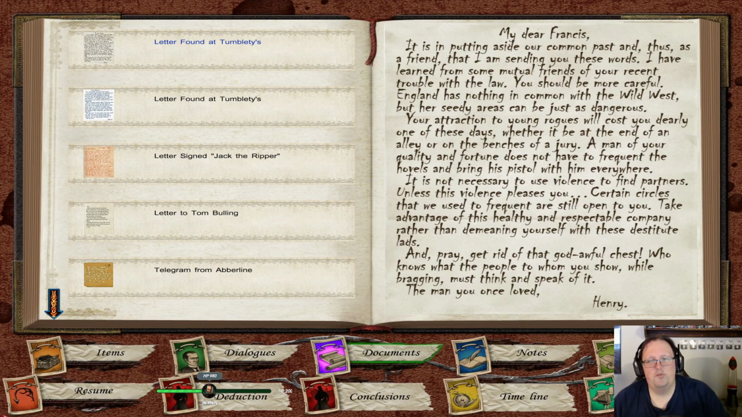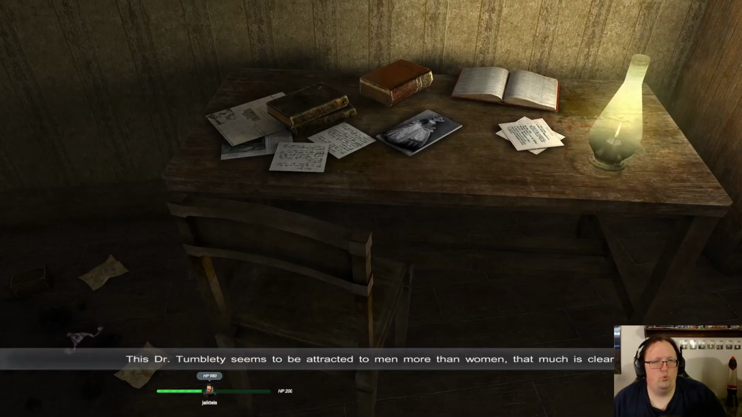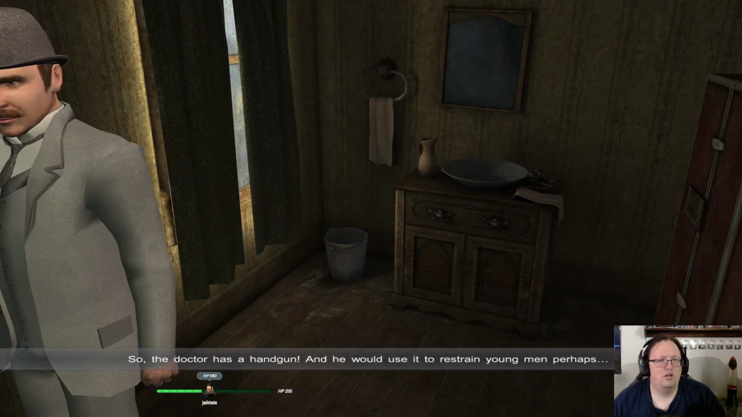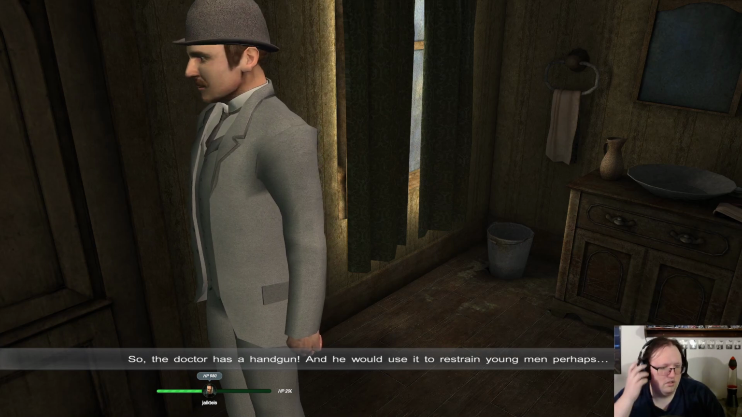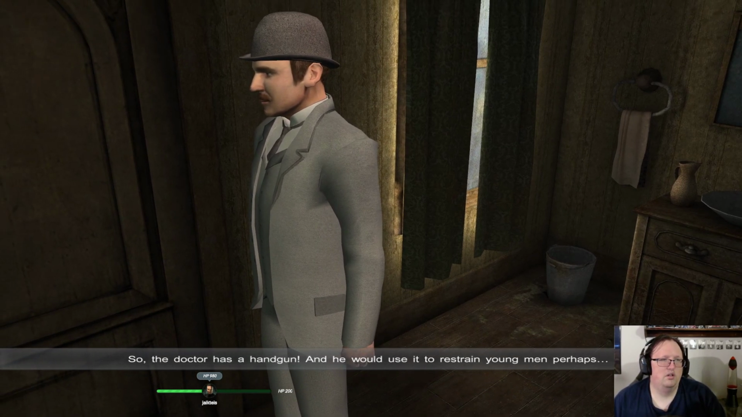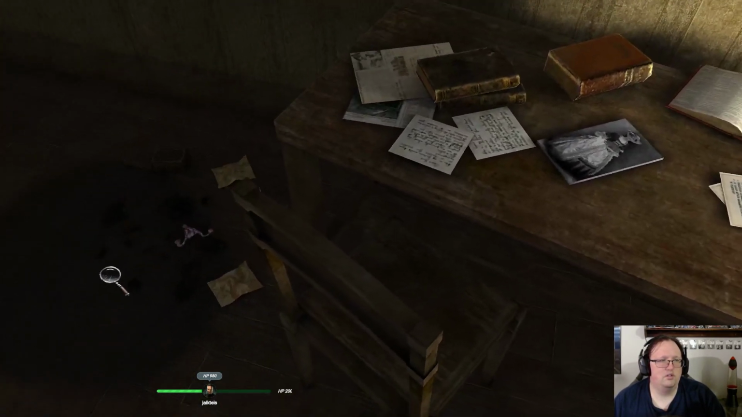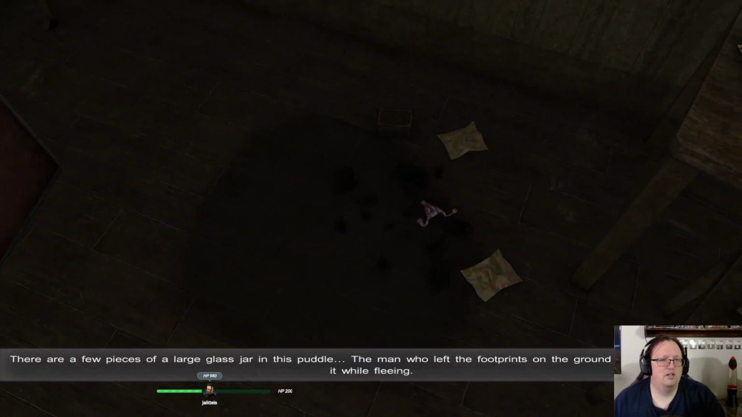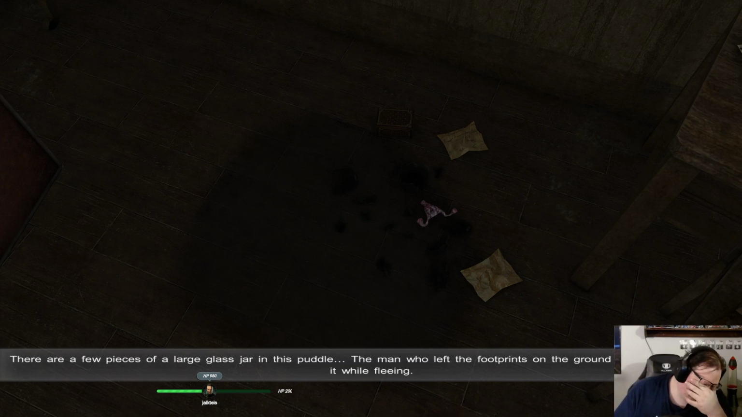Actually, I had to look up formalin, which is formaldehyde. This Dr. Tumblety seems to be attracted to men more than women. That much is clear. So, the doctor has a handgun, and he would use it to restrain young men, perhaps. Devious. There are a few pieces of a large glass jar in this puddle. The man who left the footprints on the ground must have walked in it while fleeing.